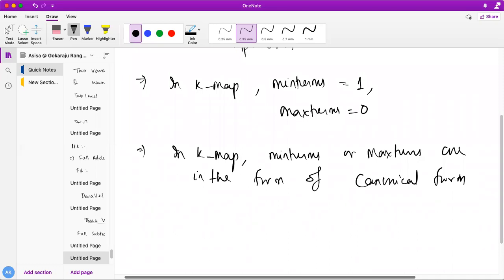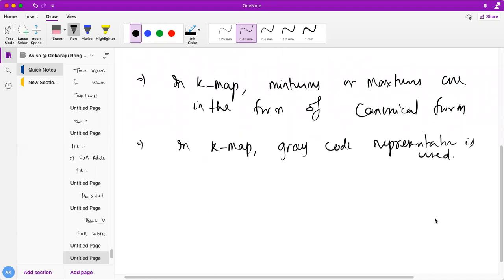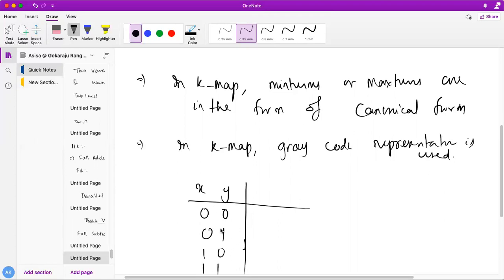So next point: in K-map, gray code representation is used. Now the question is, what is gray code representation? See here, what is gray code? Let's say I'm taking two variables here, x y. So x y is, let's say, 00, 01, 10, 11. I can get only this many combinations.